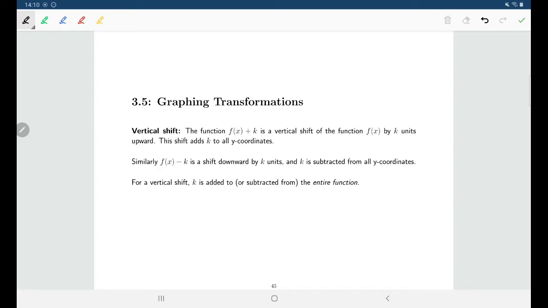And if we're thinking about what's happening, if we're shifting the graph up or shifting the graph down, we're adjusting the y-coordinate. In particular, if you were shifting it up by k units, you would add k to all the y-coordinates. If you were shifting it down by k units, you would subtract k from all the y-coordinates.